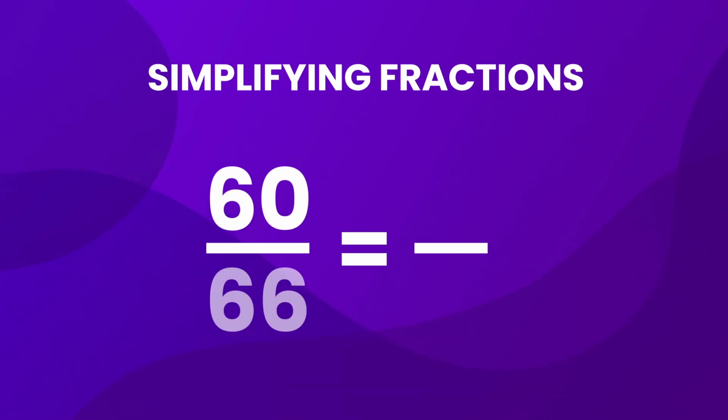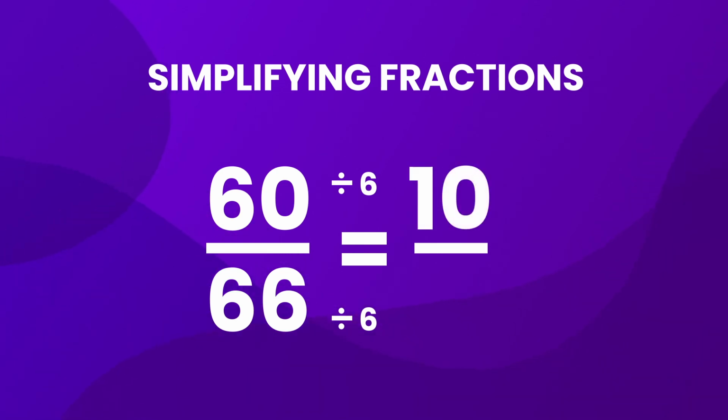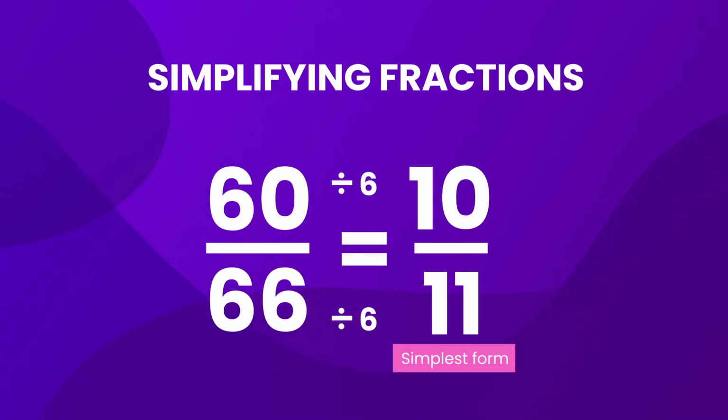Again, you can pause the video if you need to before we go through the answer. So we want to get 60/66 to its simplest form. A common factor of the numerator and the denominator is 6. So we divide the numerator and the denominator by 6 to get 10/11. Now 10 and 11 have no common factors apart from 1. So the fraction is in its simplest form. That's because 6 is the highest common factor of 60 and 66.